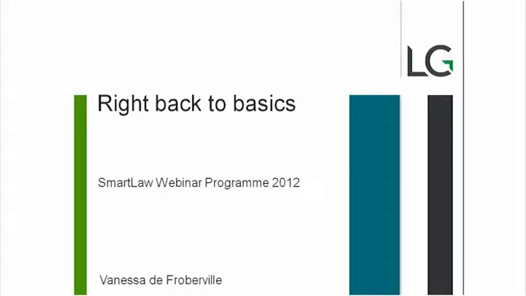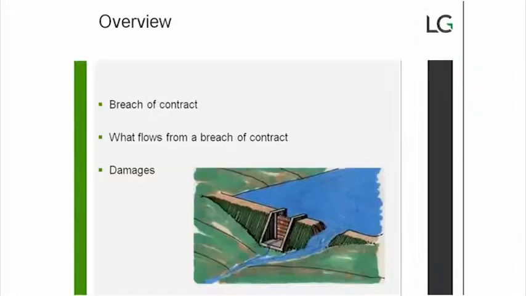In this session, I want to go right back to basics as a preparation for the more detailed sessions from Alex, Jonathan, Ed and Verity. So I'm going to have a look at the basics of contract law in the event that there is a breach of contract. Secondly, what flows from a breach of contract, and damages. And I'm also going to have a look at some cases in relation to remoteness of damages.